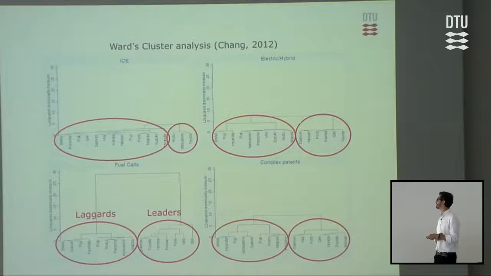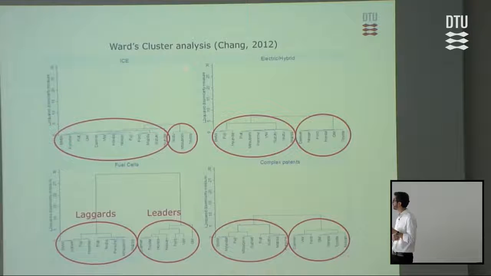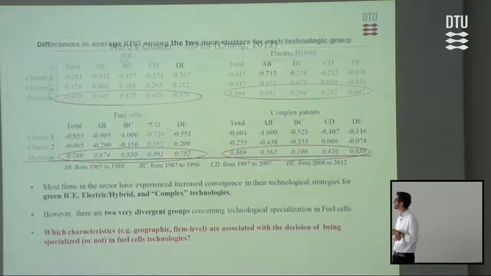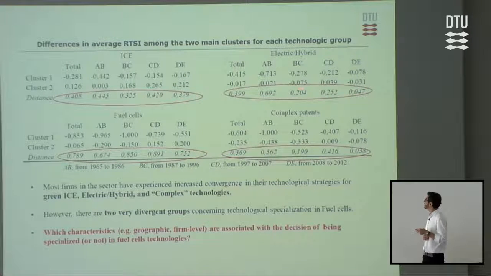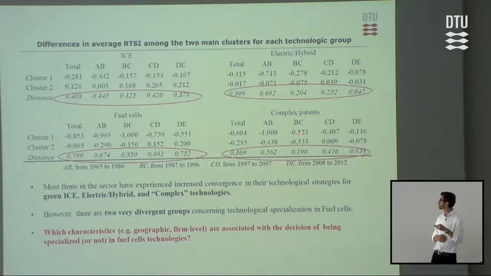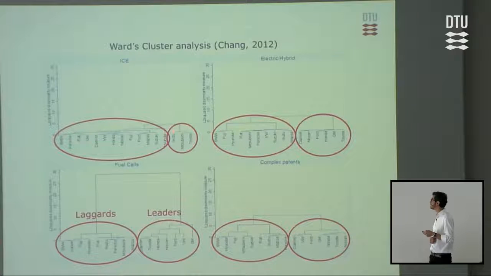If we split the 2 main groups in each technology and analyze the values of the specialization index, we see that, of course, they were decreasing over time, indicating that they were converging for electric hybrid, ICE, and complex patents. The difference between the two main groups, two main clusters, was decreasing over time. This is a special case because in the main groups of ICE, we have only three firms here, so these are the very big leaders.